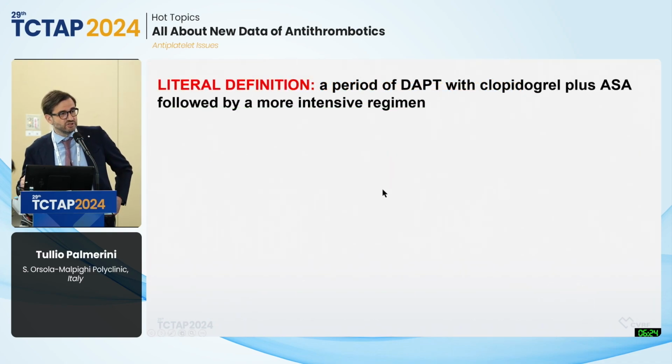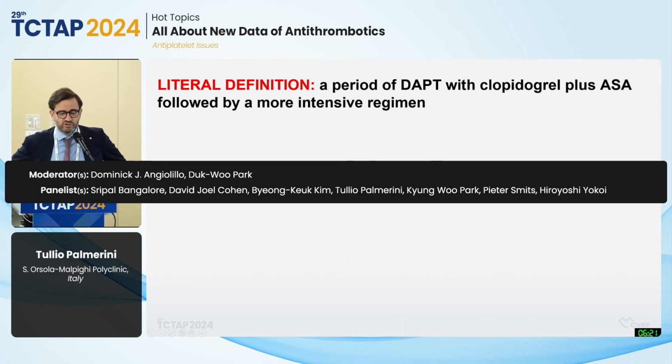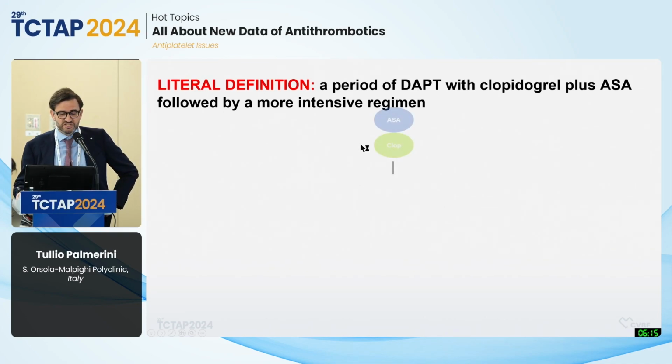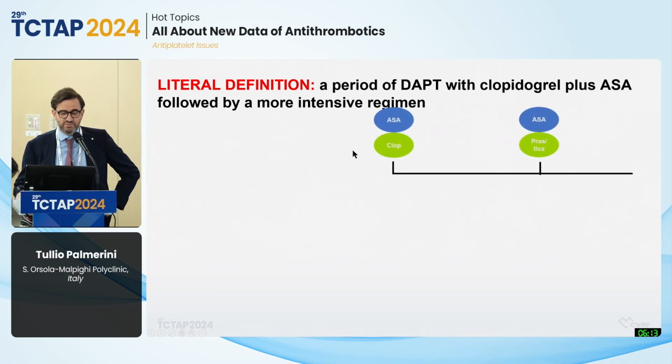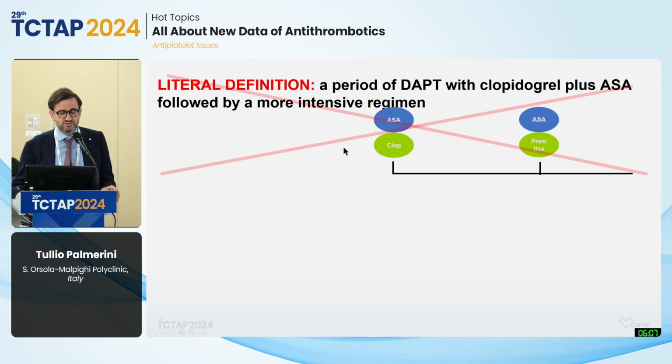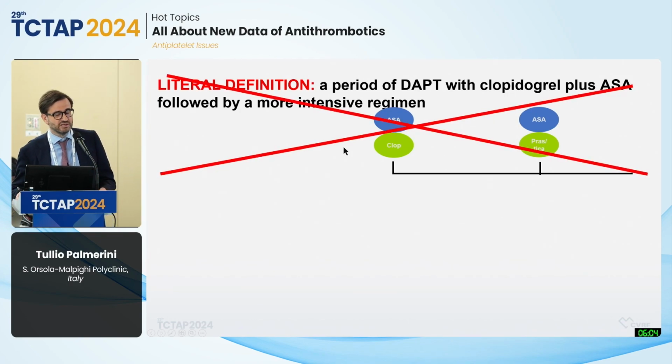The literal definition of escalation antiplatelet therapy would imply a period of dual antiplatelet therapy with clopidogrel plus aspirin, followed by a more intensive regimen. So we start with ASA plus clopidogrel, then at some point we give ASA plus prasugrel or ticagrelor. But why should we do that? So this is just a theoretical possibility, with no clinical data and no clinical rationale for that.